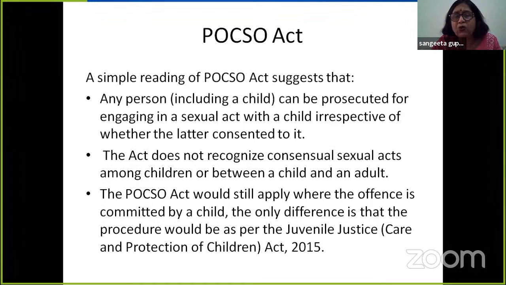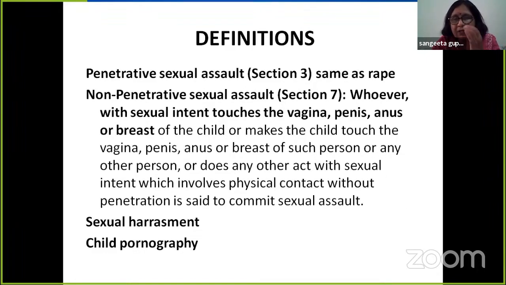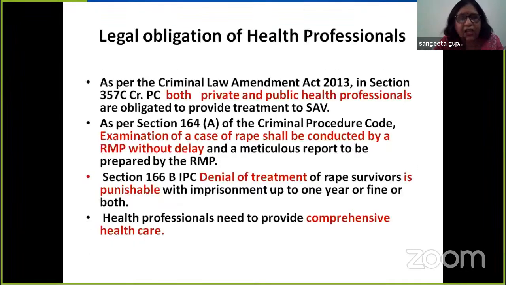A simple reading of the POCSO Act suggests that any person can be prosecuted for engaging in a sexual act with a child, irrespective of whether any one of them consents. The Act does not recognize consensual sexual acts among children or between a child and an adult. The POCSO Act would still apply where the offense is committed by a child. The only difference is that the procedure would be as per the Juvenile Justice Act. Now, the definitions I have just said before: penetrative sexual assault and non-penetrative sexual assault, sexual harassment and child pornography.